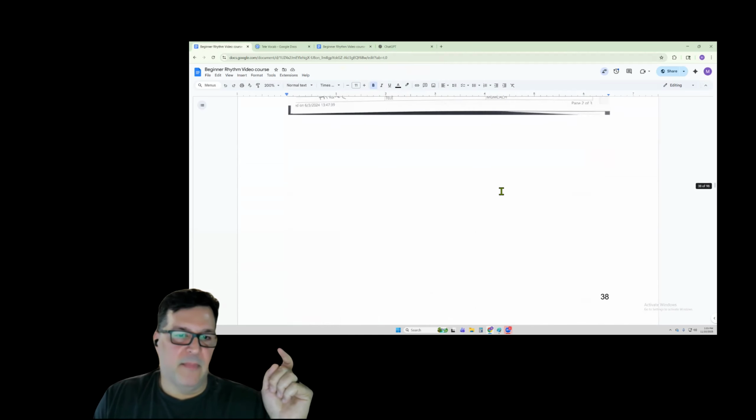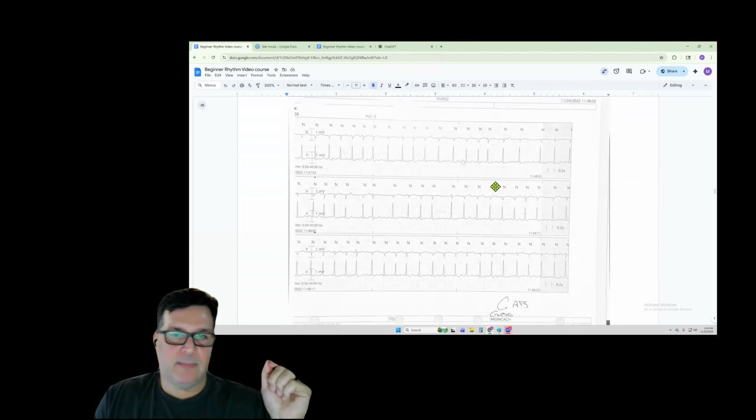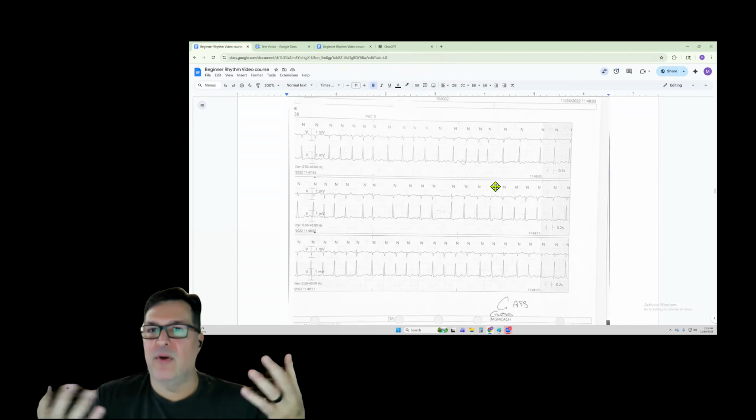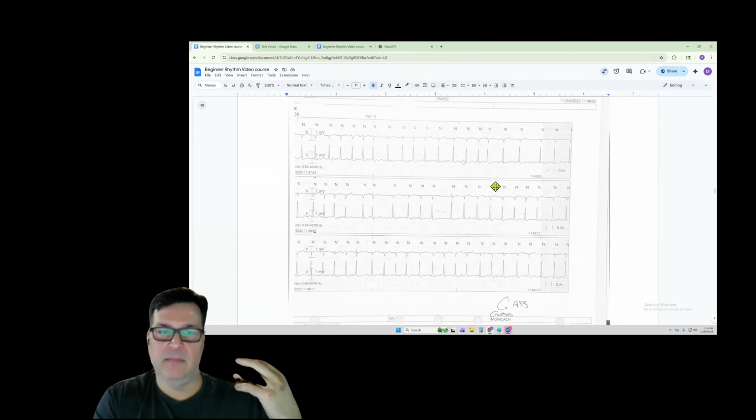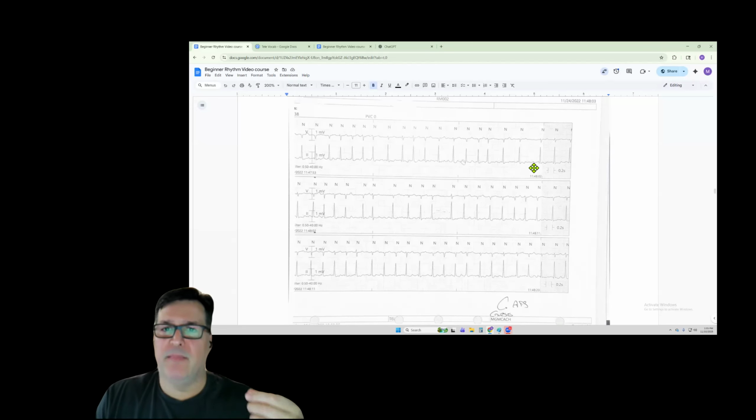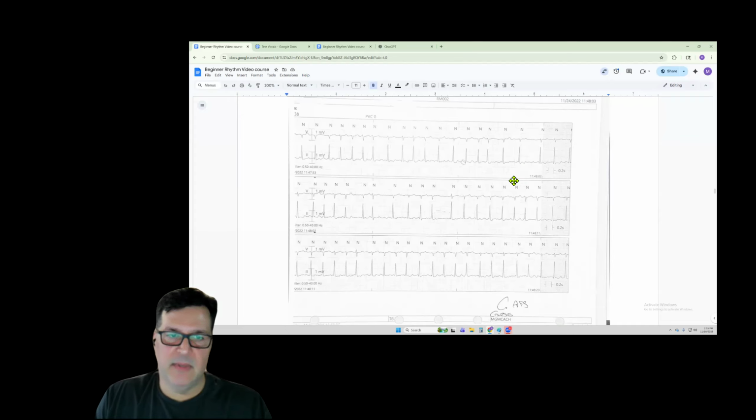Whereas in AFib, the atrial chamber is literally in a muscle spasm. It's just sitting there and quivering, and sometimes it can quiver up to 600, 800 beats per minute. So all this little roughness through the baseline here is the atrial chamber just quivering and contracting. There's no rhyme or reason to the muscle spasm. It's just kind of all over the place.